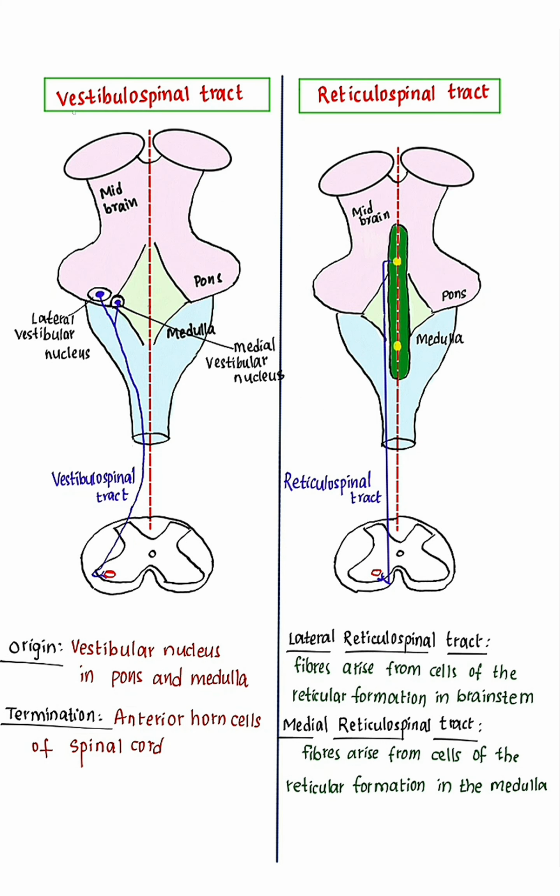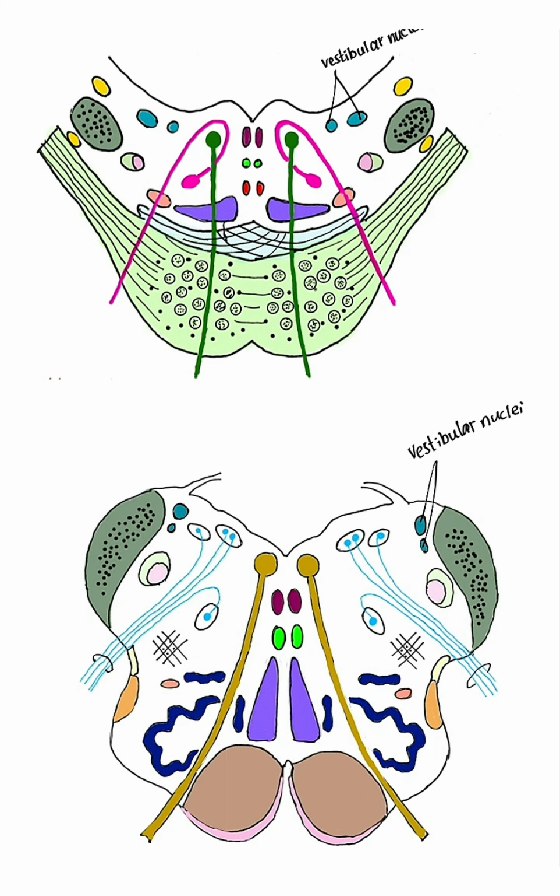Vestibulospinal tract. From the vestibular nucleus to spinal cord. The fibers, after arising from the vestibular nuclei, pass through ipsilateral brainstem and terminate in anterior horn cells of the spinal cord. You can see the vestibular nuclei in the cut section of the pons and vestibular nuclei in the medulla.